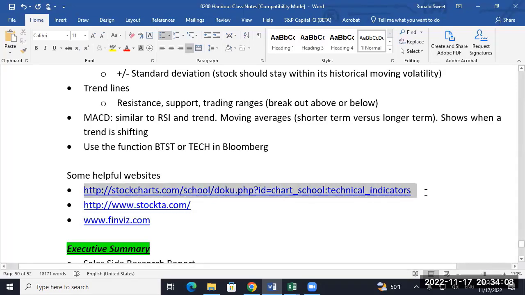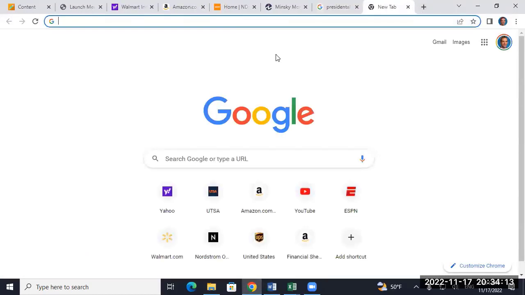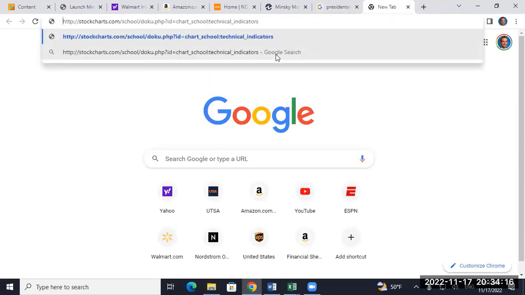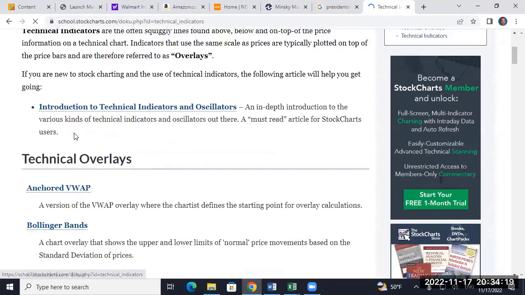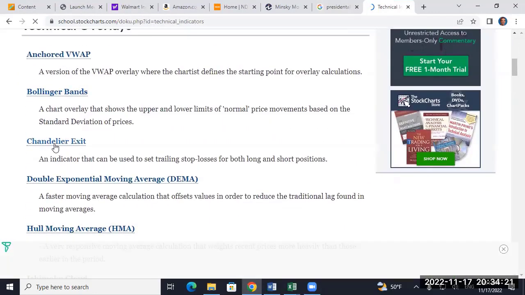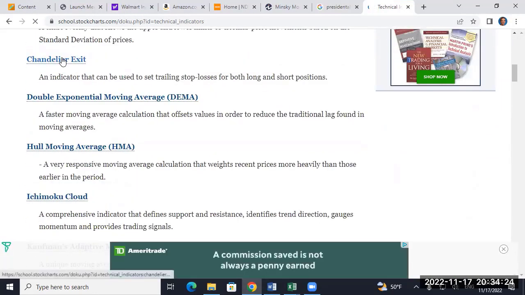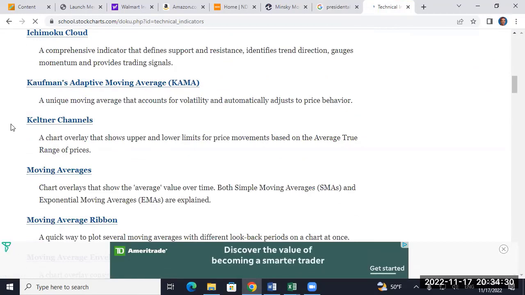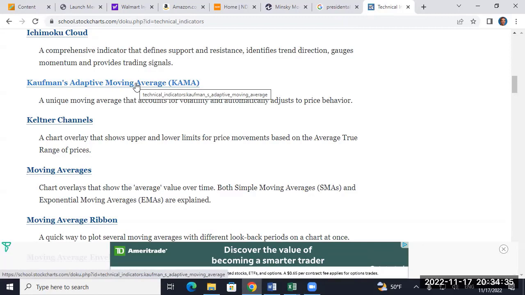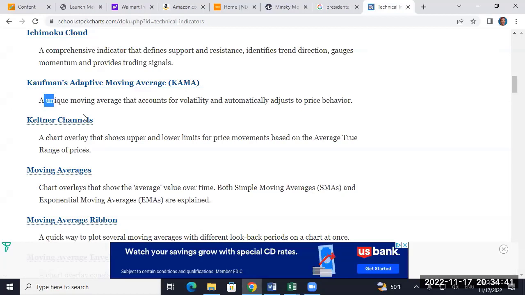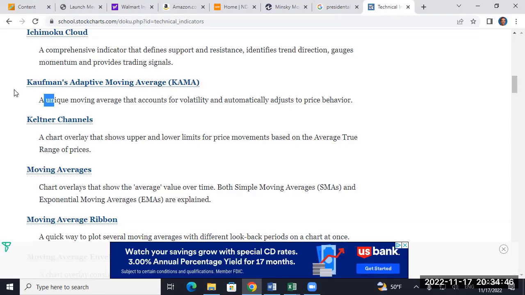If you want some other ideas, there's some really good websites out there. Or use the one Anthony was just talking about. And they'll give you some ideas on some ones that you maybe want to use. Chandelier exit, that sounds pretty cool, doesn't it? There's good old, what's his name? The Kaufman adaptive moving average. Now you have to go and see if it's in Bloomberg, or you have to create it yourself. A unique, that's cool, moving average that accounts for volatility and automatically adjusts to price behavior. That sounds like Bollinger Bands, but maybe it's not.